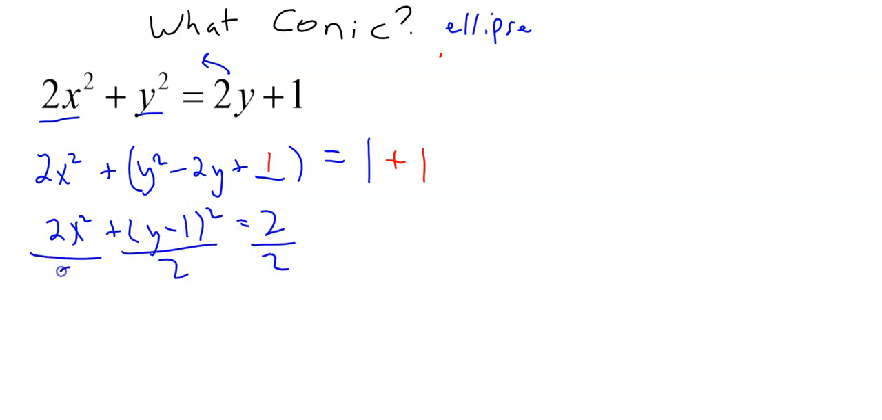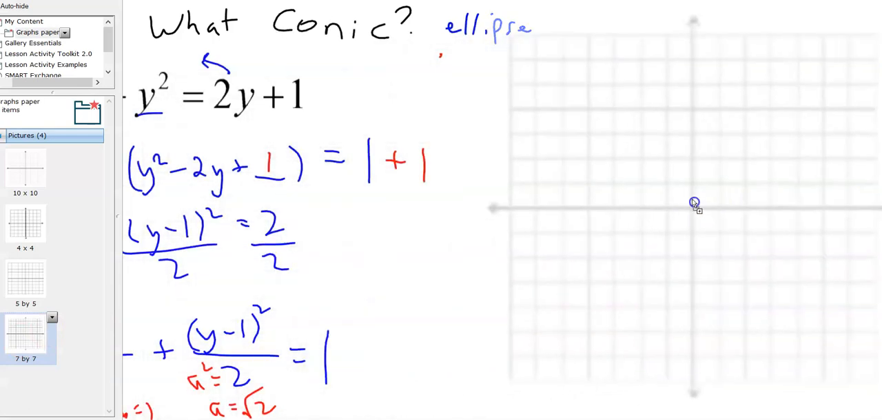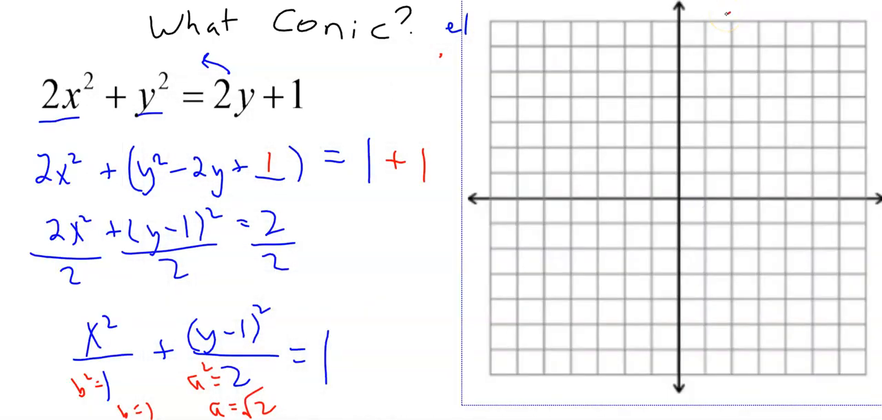Divide by 2. Get x squared, I'm going to write x squared over 1, it just might help us think about it, plus y minus 1 squared over 2 equals 1. So my a squared is 2, which means a is square root of 2. My b squared is 1, which means my b is 1. Let's see, my center is at 0, 1. I'm going to go 1 unit horizontally in each direction. And square root of 2 is about 1.4, so 1.4 above, 1.4 below, right about there.